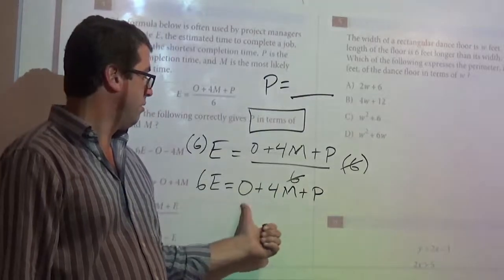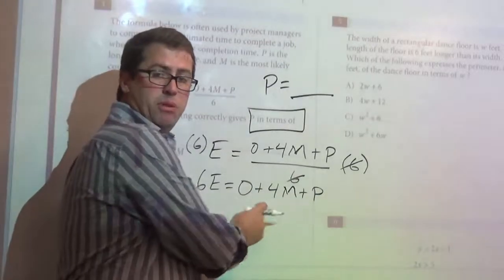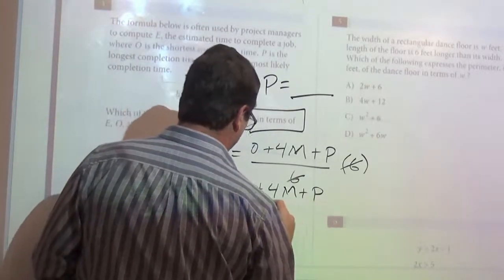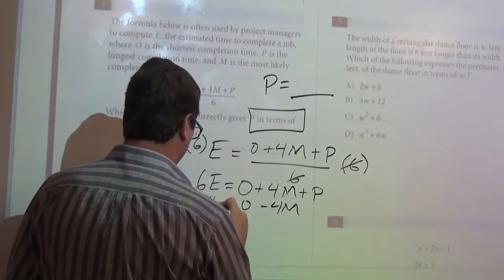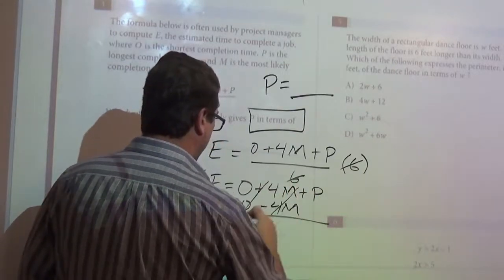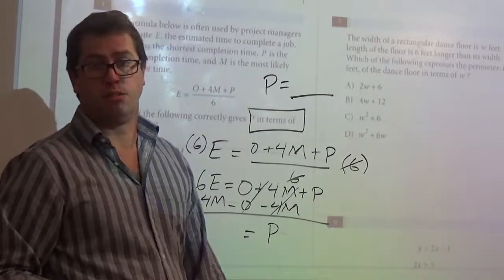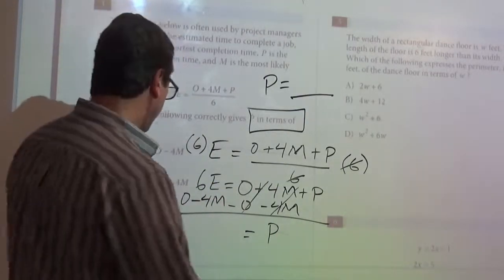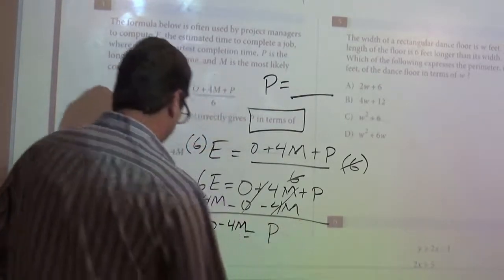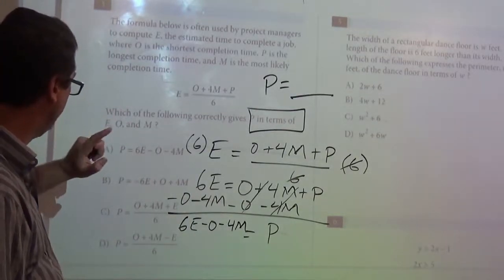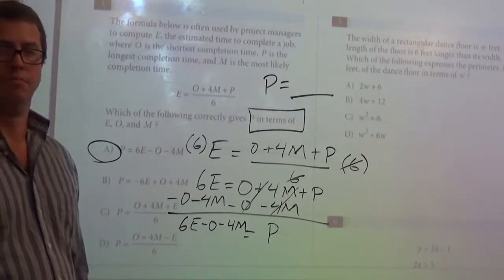It's P plus O and 4M. Since I'm adding on these, I can subtract from both sides. Minus O, minus 4M, and then I have to do it on this side too. These two cancel out, my P comes down. E's, O's, and M's don't mix, so I'm just going to write them next to each other. And 6E minus O minus 4M. It's going to be A.